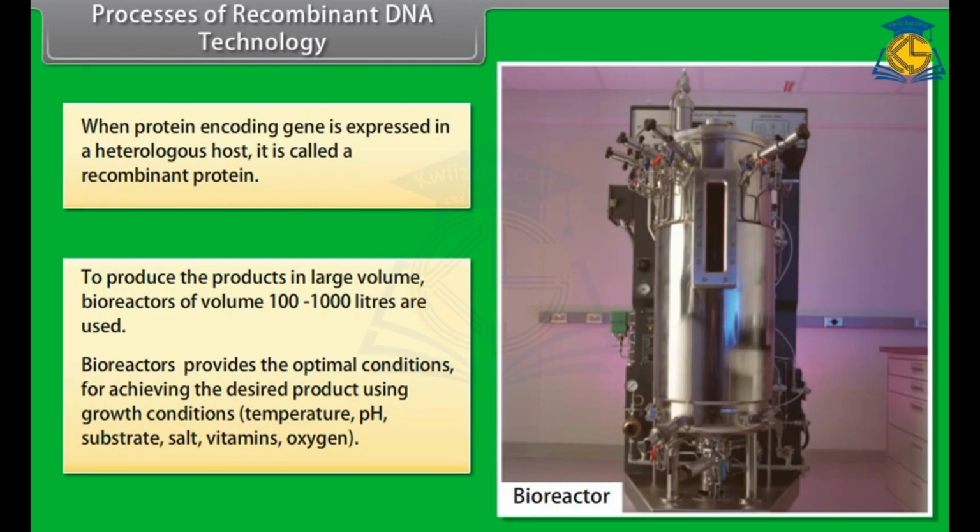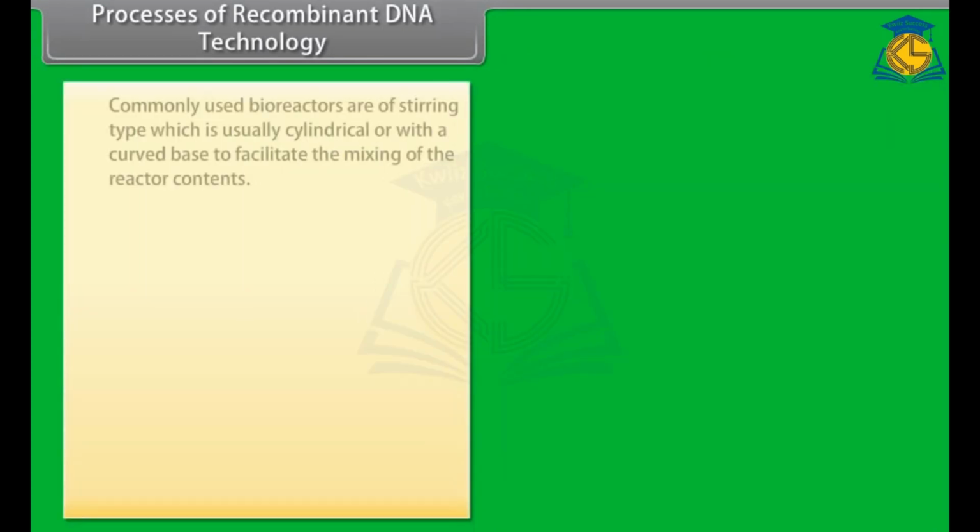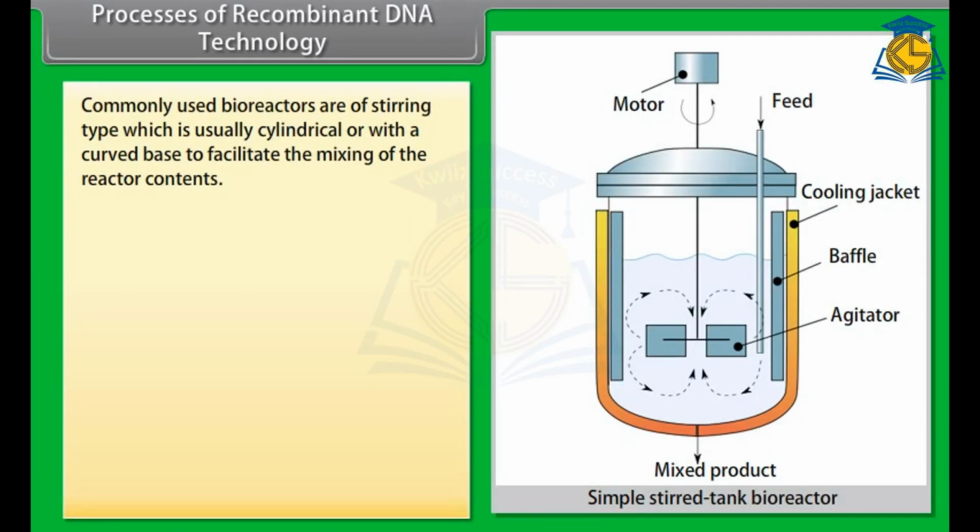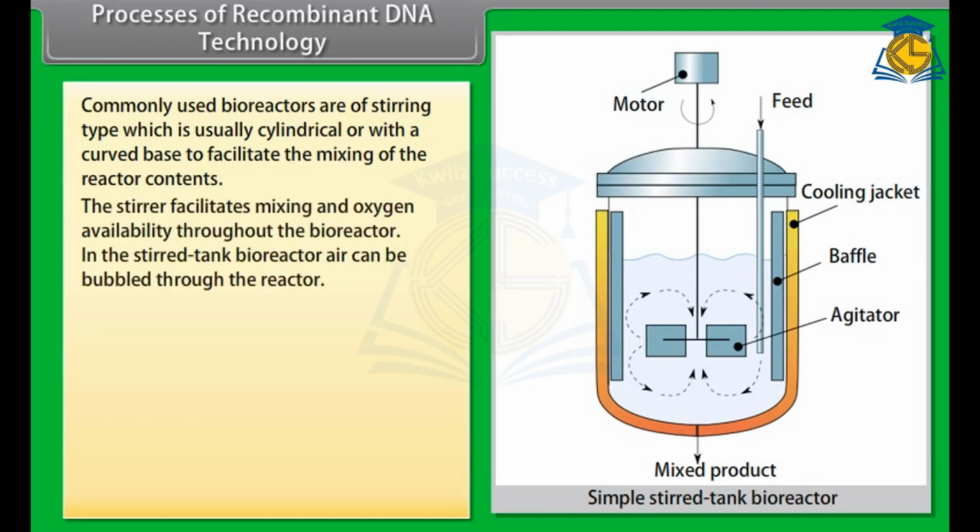Bioreactors provide the optimal conditions for achieving the desired product, using growth conditions, temperature, pH, substrate, salt, vitamins, and oxygen. Commonly used bioreactors are of the stirring type, which is usually cylindrical or with a curved base to facilitate the mixing of the reactor contents. The stirrer facilitates mixing and oxygen availability throughout the bioreactor. In the stirred tank bioreactor, air can be bubbled through the reactor.